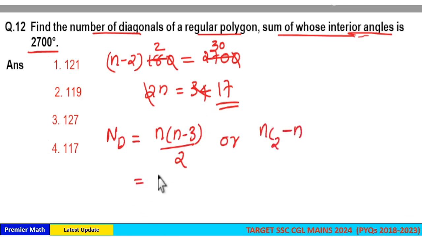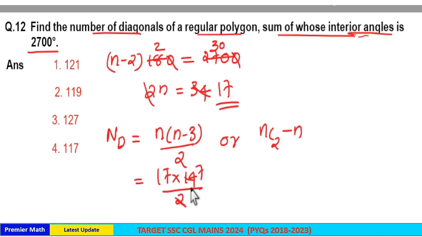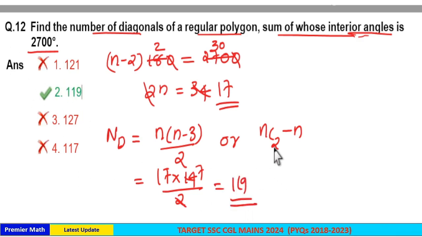Then the formula for the number of diagonals of a regular polygon is n into (n minus 3) by 2, or you can use combinations, that is nC2 minus n. Now if you substitute the value, 17 into (n minus 3) means 14, divided by 2. 2 goes 7 times in 14. 17 into 7, 70 plus 49, which is equal to 119. Option 2 is your answer. Here you can also use nC2 minus n, which is equal to 17C2 minus 17.